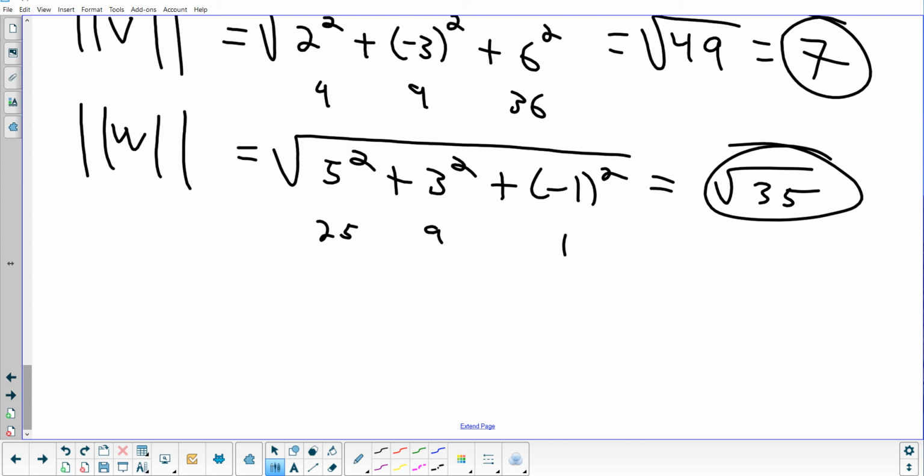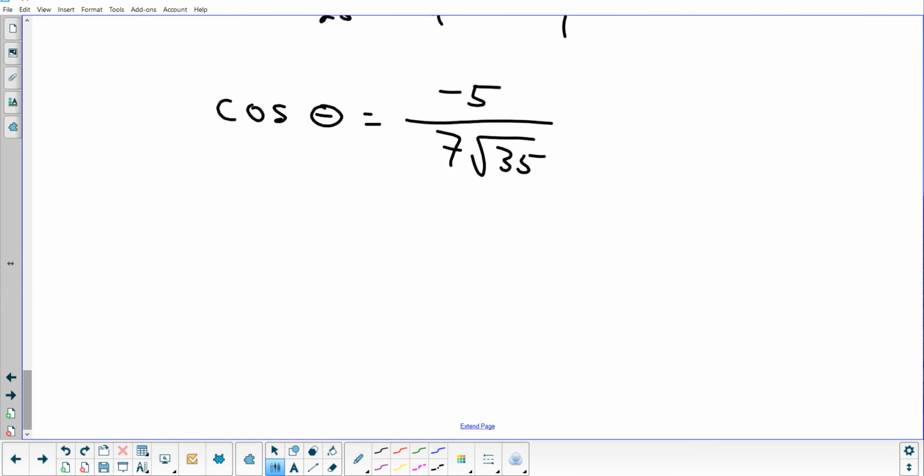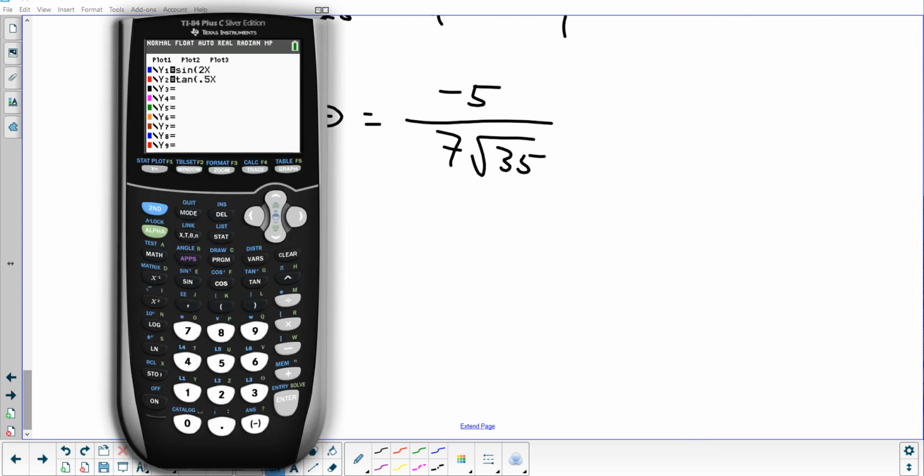And now let's fill in our formula and find the angle. Okay, Jake, what trig function goes on the left? Cosine. And Sarah, what's going to go in the numerator? -5. Yep, -5. And Matt, what's going to go in the denominator? 7 square root of 35. 7 square roots of 35. And Abigail, my last step to get rid of cosine and get theta by itself. Inverse cosine. Yep. So we're going to take the inverse cosine of what I have on the right hand side.